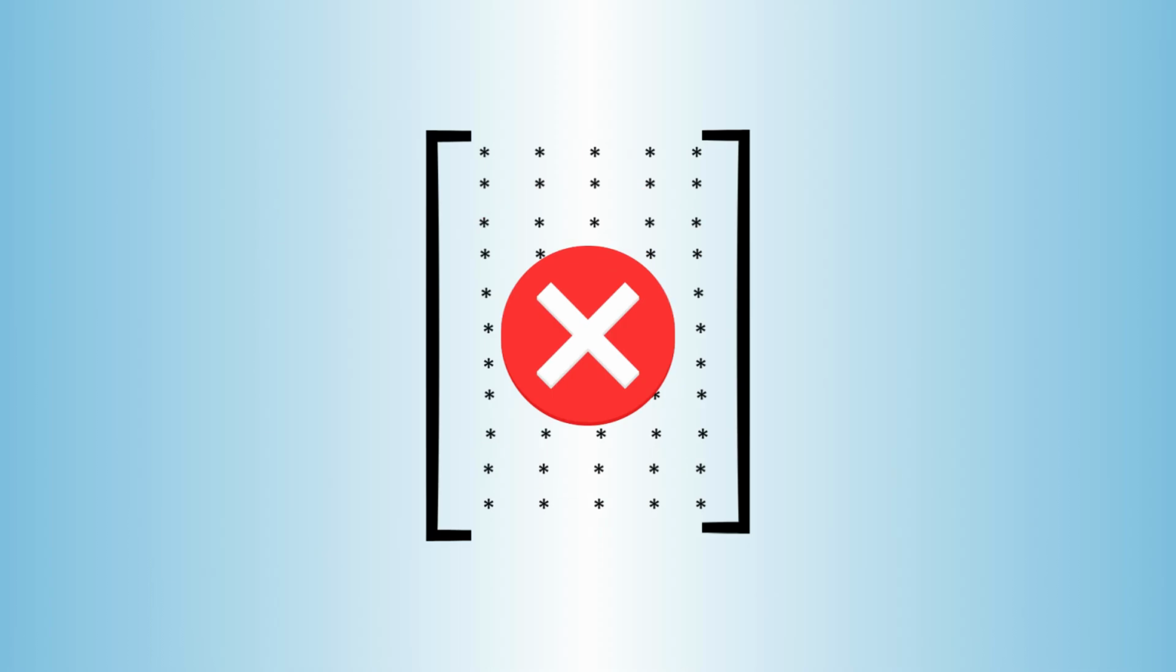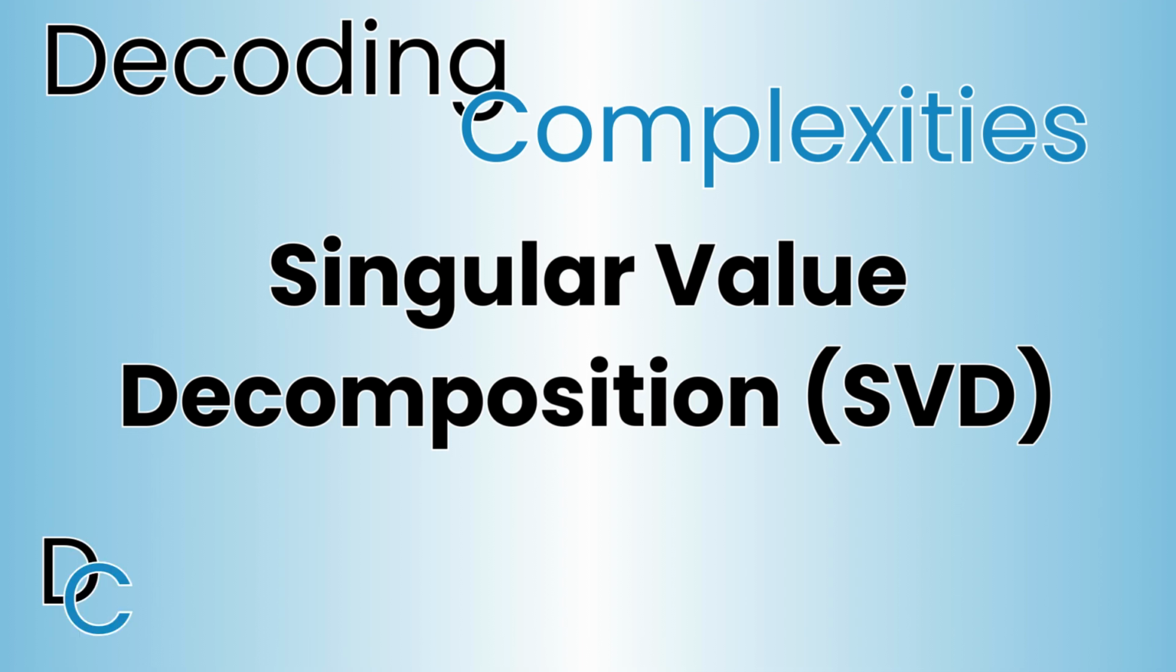So, how do we find the hidden structure of any matrix of any shape? The answer is the singular value decomposition. It is the most general and powerful method in all of linear algebra.